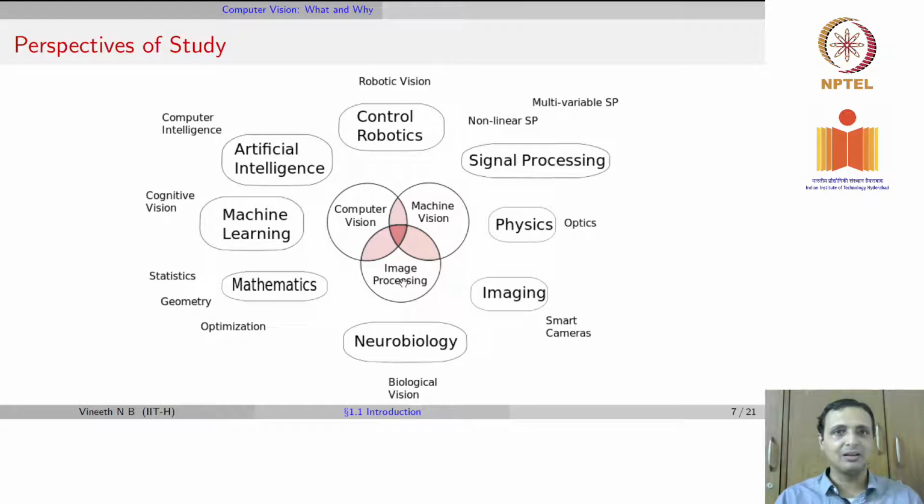Although these days, I think the lines between them are very blurry, and where one ends and where the other begins is very difficult to say. We will obviously flow from one to the other in this particular course.